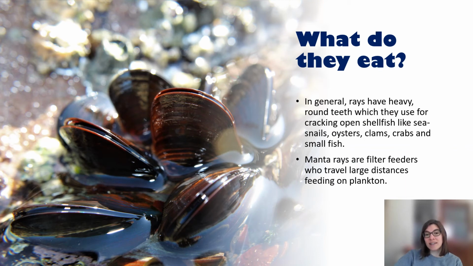So what do rays eat? In general, rays like to eat things like shellfish. They eat mussels like the ones that you can see here. They also eat things like crabs, clams, any of those things with a hard shell. They have heavy round teeth in a disc on the underside, and they use those teeth to prise open the shells of these animals and get at the meat on the inside. Manta rays are filter feeders, and they travel large distances feeding on plankton.